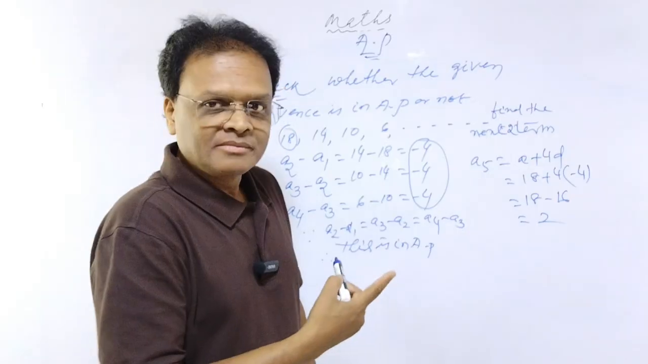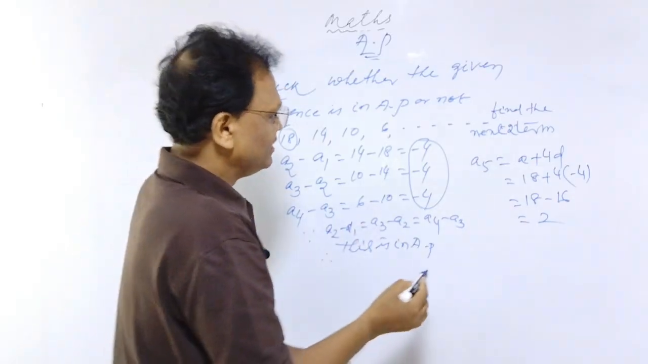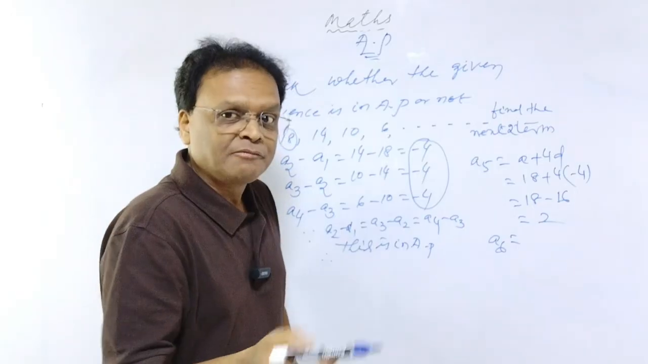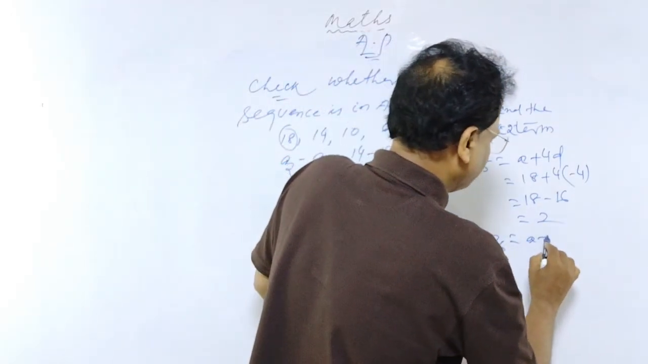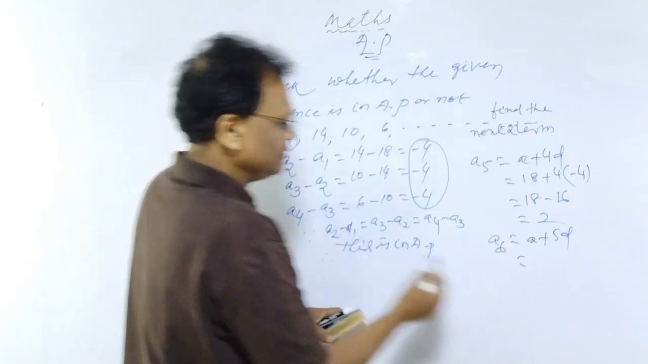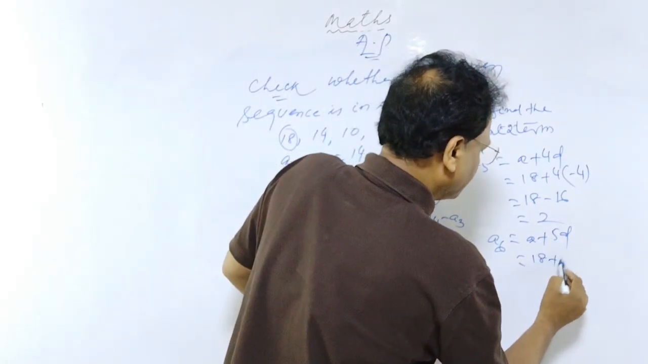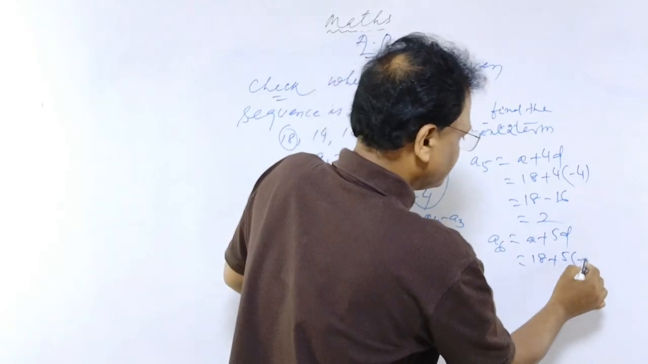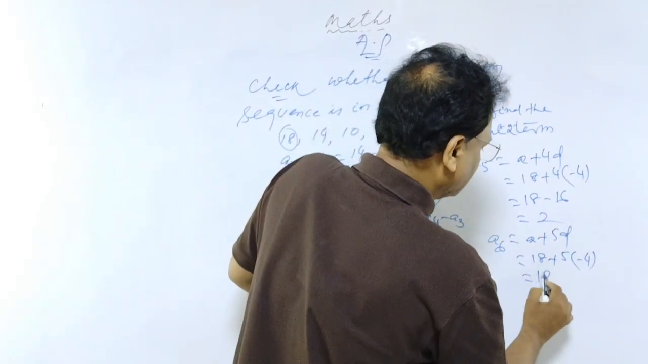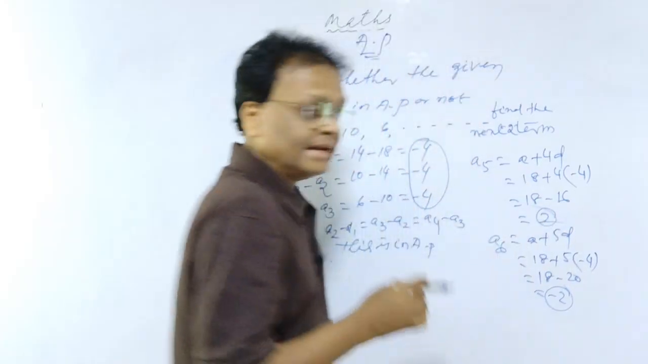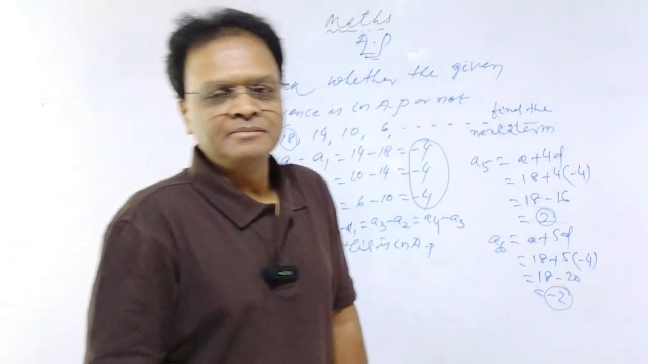Got it? The next term is 2. Now, the 6th term, A6, is A plus 5D. What is my A? My A is 18, plus 5 into D. My D is minus 4. So 18 minus 5 fours is 20. That is minus 2. So these are the next two terms of the AP.